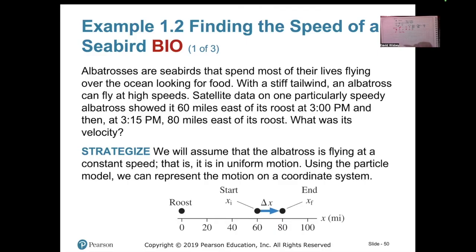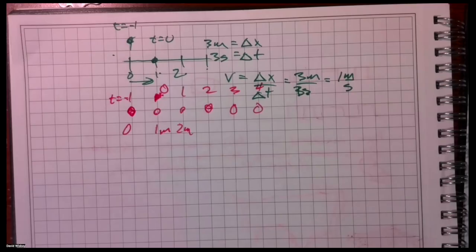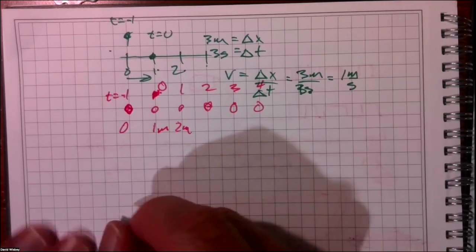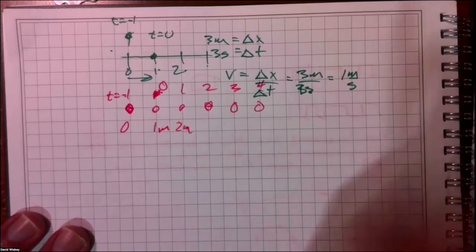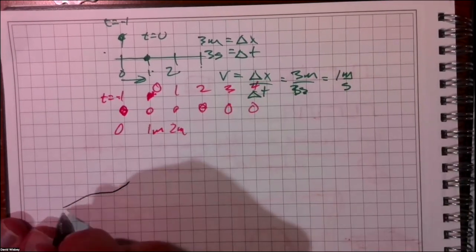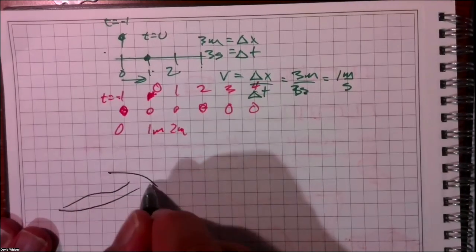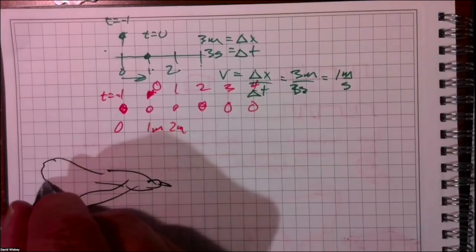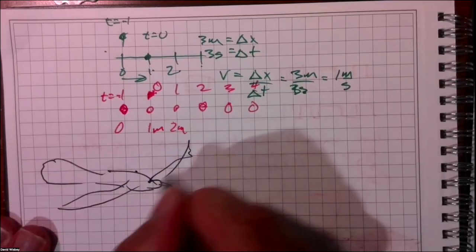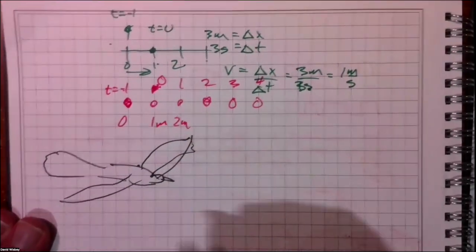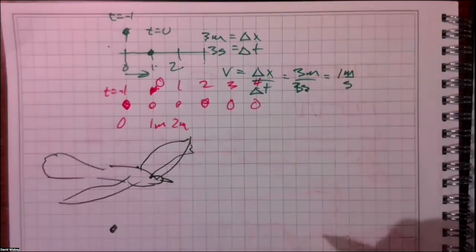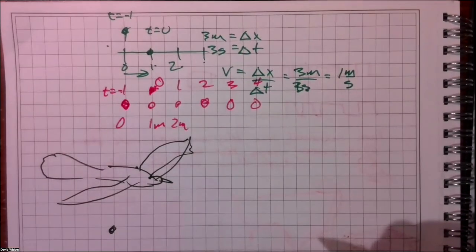Okay, so here let's draw our albatross. Okay, here's our albatross. They have really big, huge wingspans. Okay, here's our beautiful, majestic albatross there. Okay, but remember, we're going to make a model of him, so Mr. Albatross is going to be this point particle.